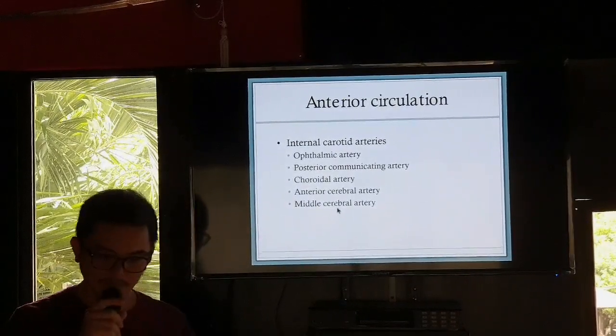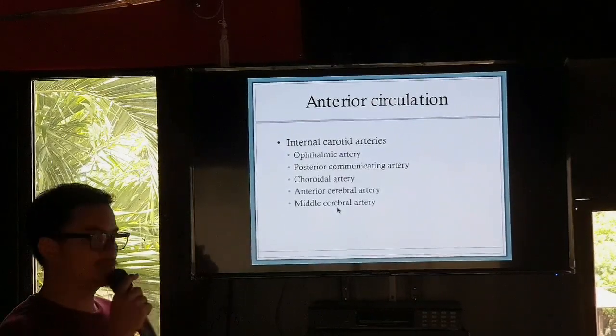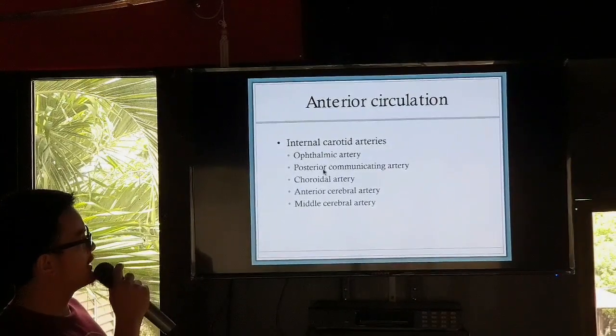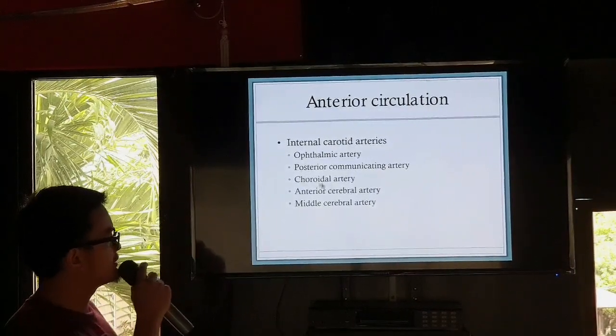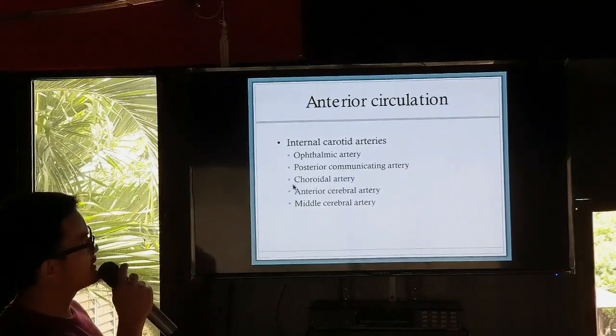So the anterior circulation actually supplies most of the brain, via the anterior and middle cerebral arteries. And as you can see, it's also responsible for giving off branches to the choroid plexus.